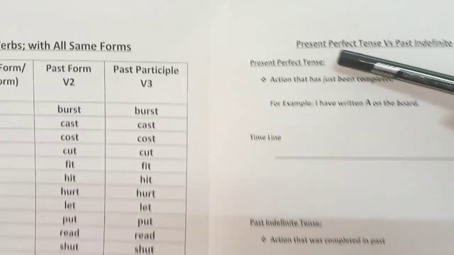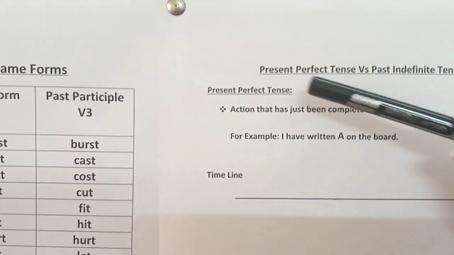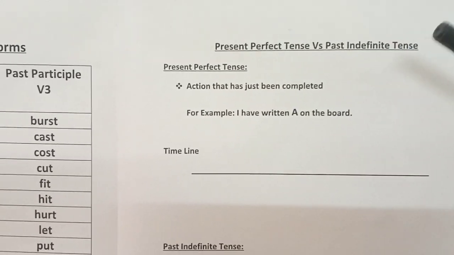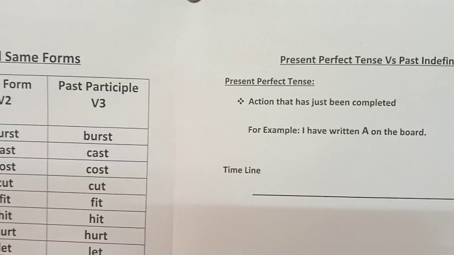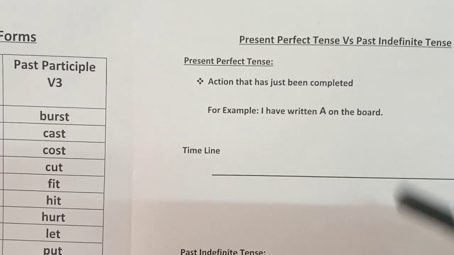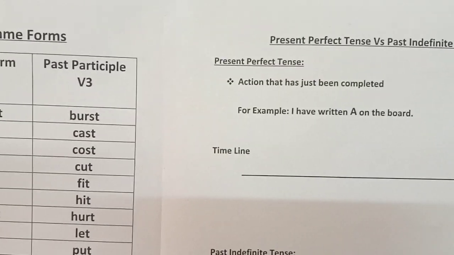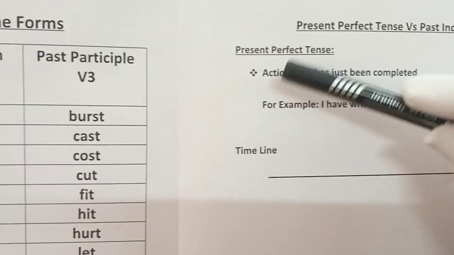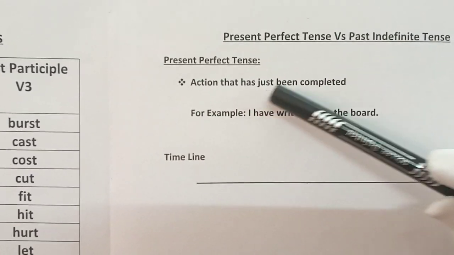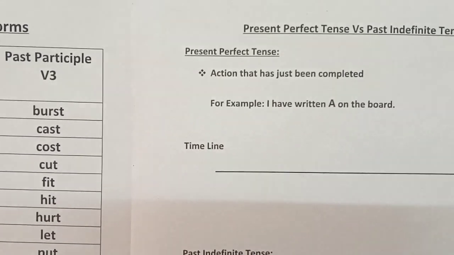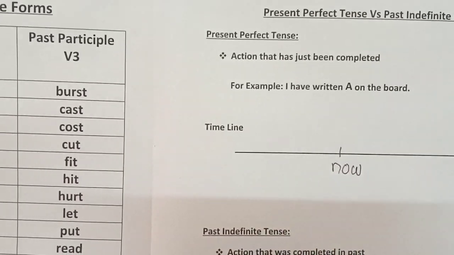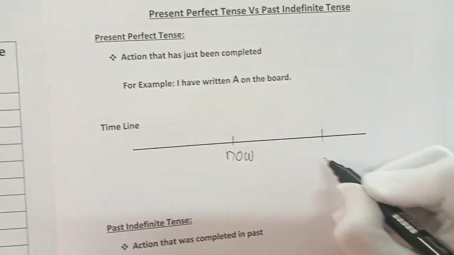Now there is another comparison, that is present perfect tense versus past indefinite tense. Sometimes we get confused whether the sentence should be in present perfect tense or past indefinite tense. So recall, what is present perfect tense? Present perfect tense is an action that has just been completed. Suppose this is now, right now we are doing some work. And this is future.